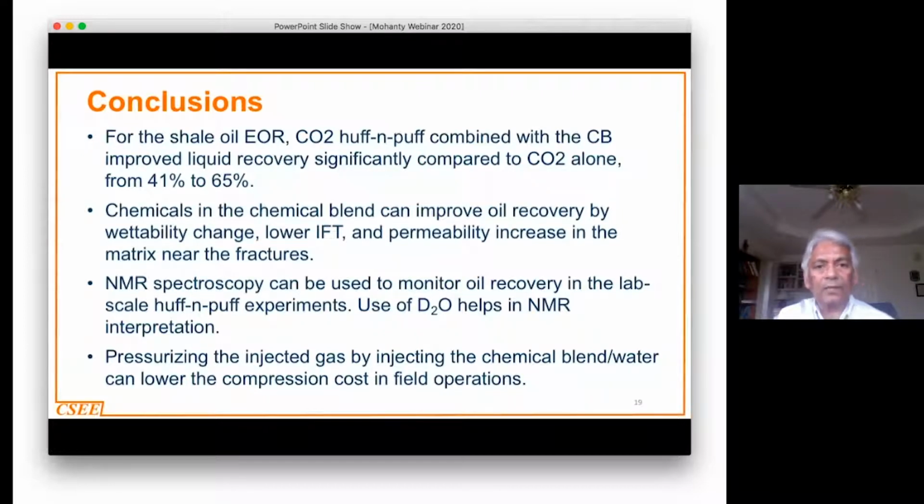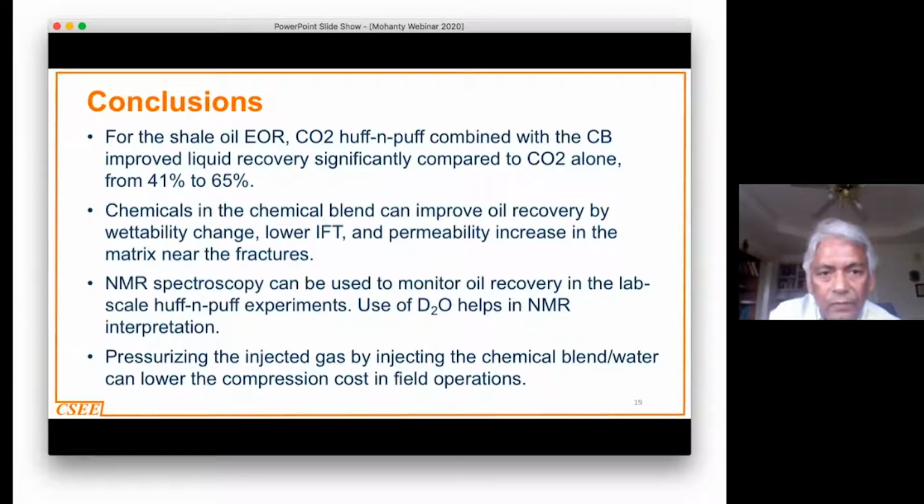These chemicals in the chemical blend can improve oil recovery by doing a wettability change, which can improve imbibition into it, lowering IFT and increasing the permeability near the fractures. The NMR is a good way to evaluate these things with very small volumes. And pressurizing the injected gas by injecting the chemical blend or water first, but this after the gas, is a good way to save some compression cost in the field operations.